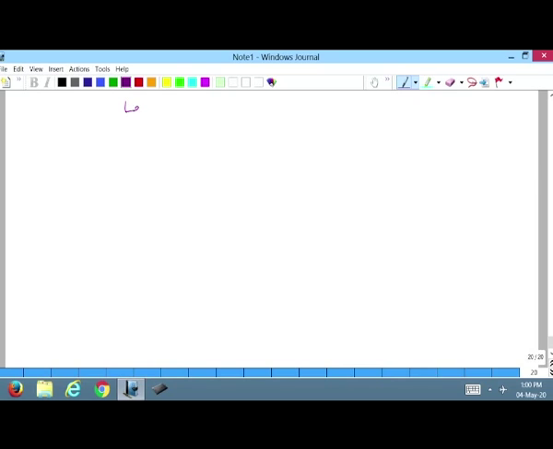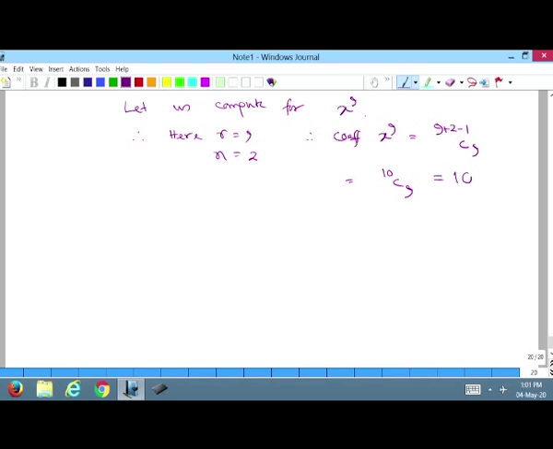Let us just try for x to the power 9. Therefore, here r is equal to 9, n is equal to 2. Therefore, the coefficient of x to the power 9 is (9 + 2 - 1) C 9, which is 10 C 9, equal to 10.